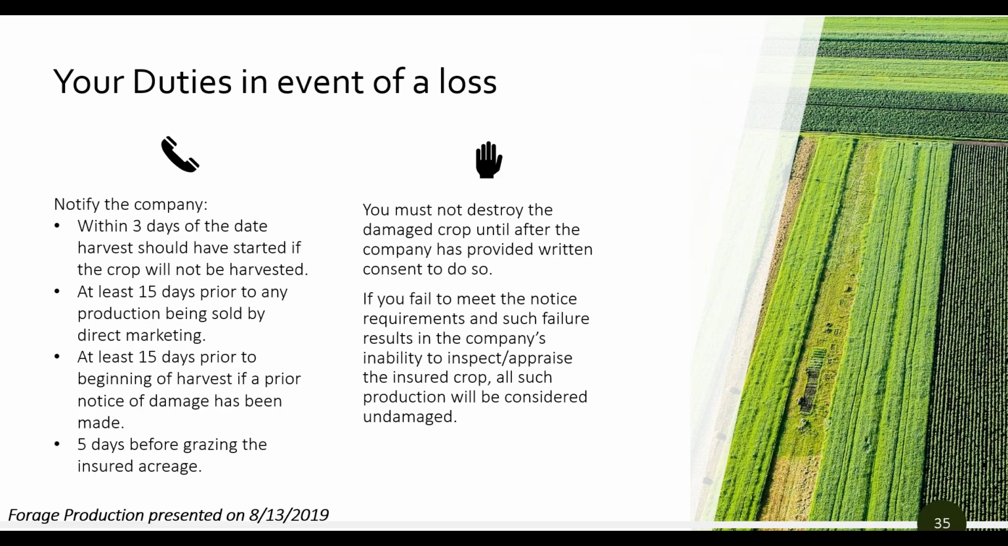You must not destroy the damaged crop until after the company has provided written consent to do so. There may be situations where the representative strips may come into play so that you may destroy the rest of the production and leave a strip there so they can come out and do what they need to do. But if you fail to meet the notice requirements and such failure results in the AIP's inability to inspect or appraise the insured crop, all such production will be considered undamaged.